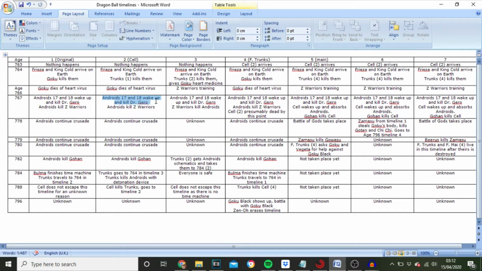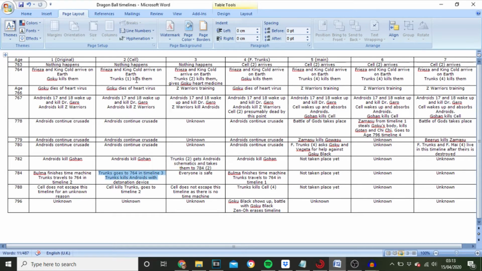Androids 17 and 18 wake up and kill Dr. Gero. The androids then kill the Z-Warriors, because without Goku, there's no one there to really protect them. And Goku obviously is the main catalyst for the androids getting the upper hand in the war. Again, androids continuing their crusade. Androids kill Gohan. Trunks, from this timeline, timeline 2, goes to age 764 in timeline 3.